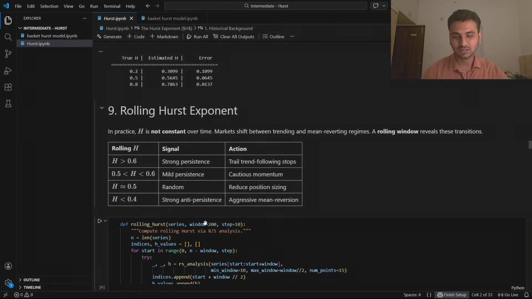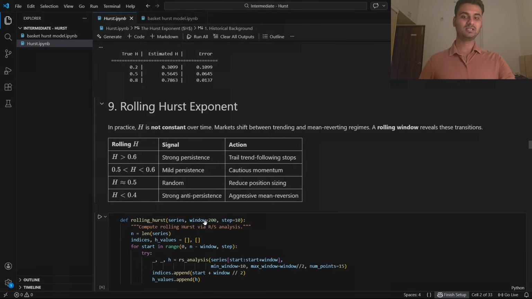Coming back to this rolling Hurst: above 0.6 is strongly persistent, so trend following with trailing stops. 0.5 to 0.6 is mildly persistent, so cautious momentum. You should not heavily scale into your position. Around 0.5, reduce position sizing immediately. Less than 0.4 is strong mean reversion.